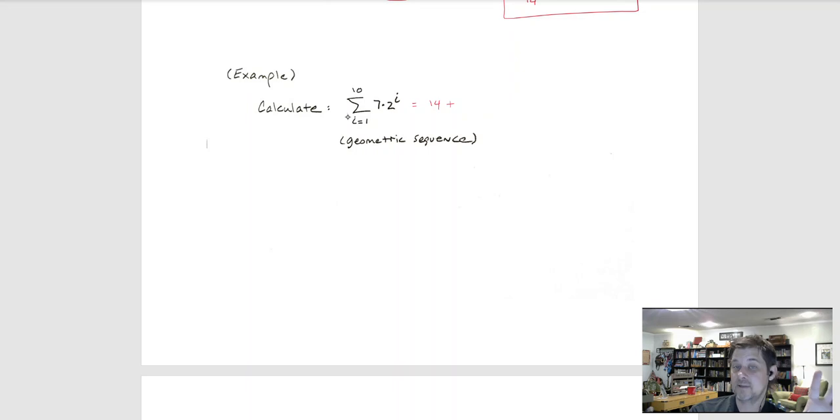Okay, and the next number is what I get when I put 2. I count from 1, 2, 3, all the way up to 10. So now I'm at 2. So 7 times 2 to the second power. That's 7 times 4, so that's equal to 28. And you would keep going, and then you would stop at 10. Now, I don't know what 7 times 2 to the 10th power is, but it's a big number. It turns out it's a little over 7,000, 7,168. Okay, so that's your 10th term.